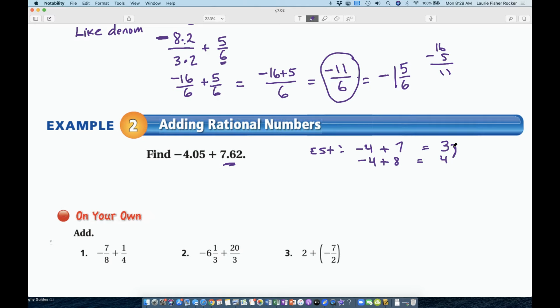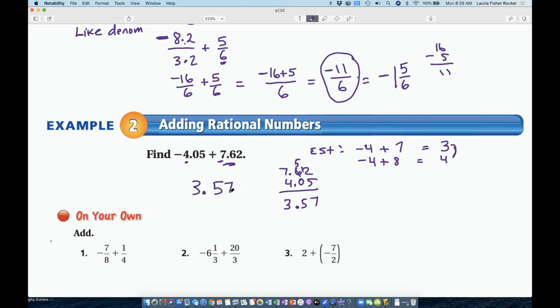All right, so I have to subtract. Now I look at this and I go, okay, 7 is the bigger number and 4, not even looking at the negative in front. So I'm going to put the 7.62 on top, and then I'm going to subtract 4.05. Okay, got to borrow. 12 minus 5 is 7. 5 is 5. 7 minus 4 is 3. Okay, so I get 3.57.